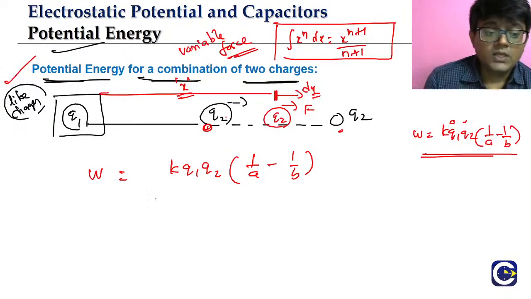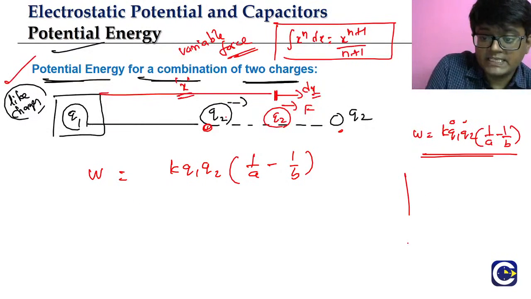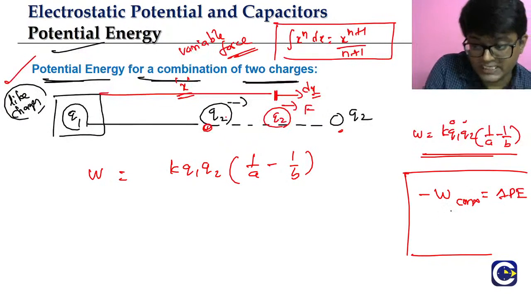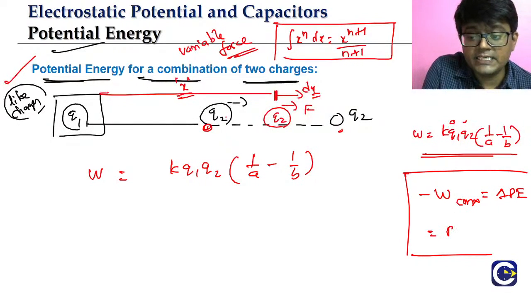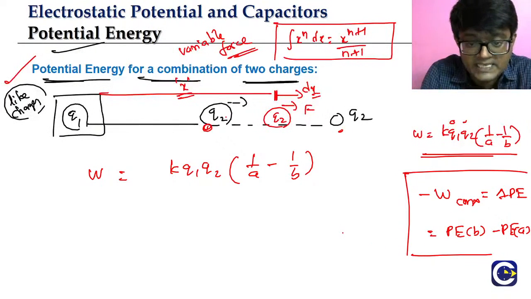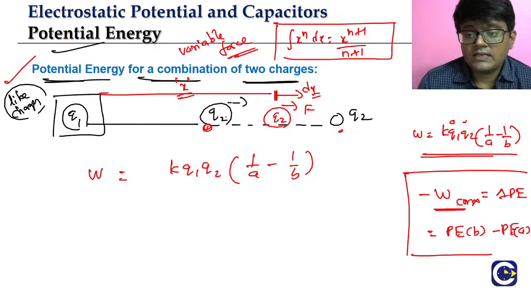Okay. What is the definition of potential energy? How do we define potential energy? Negative of work done by the conservative force is equal to change in potential energy. Is that right? Change in potential energy is what? Final potential energy minus initial potential energy. Finally is when the distance is b between them. Initially is when the distance is a. So negative of work done by the conservative force.